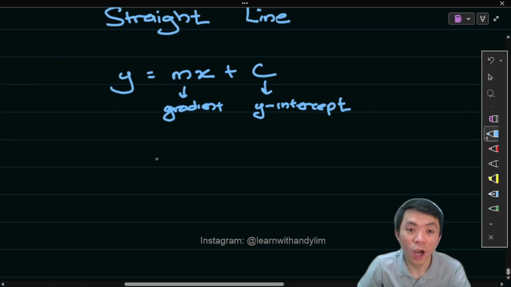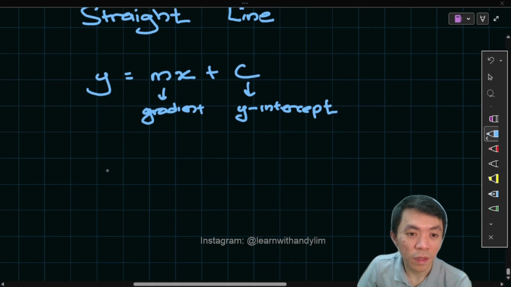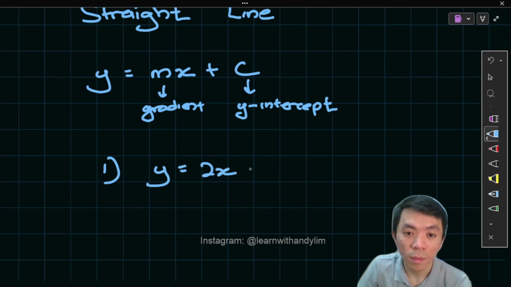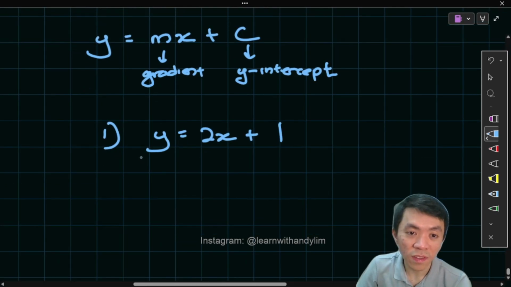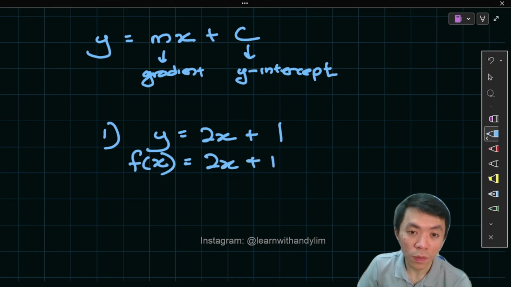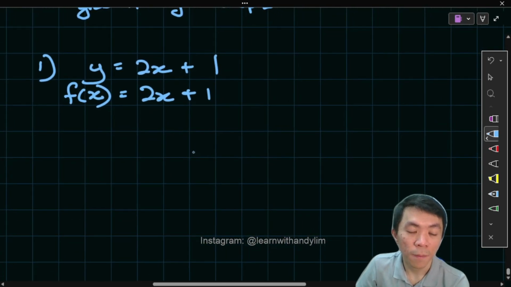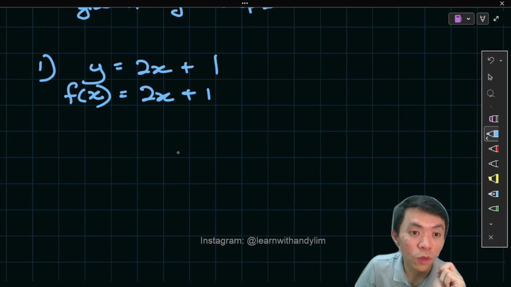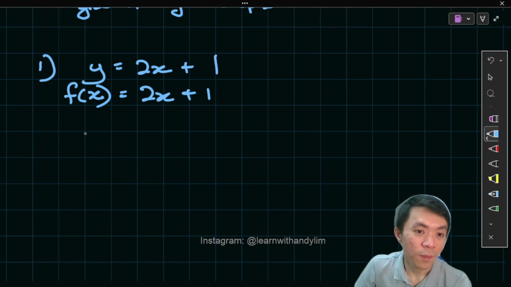Let's move on to our first example. In our first example, we will have a look at this function y equal to 2x plus 1. This can also be written as f of x equal to 2x plus 1. You need to know they are equivalent. In order for me to draw a straight line, I need to have a minimum of 2 points. How do I get the 2 points? Let's draw a table here.